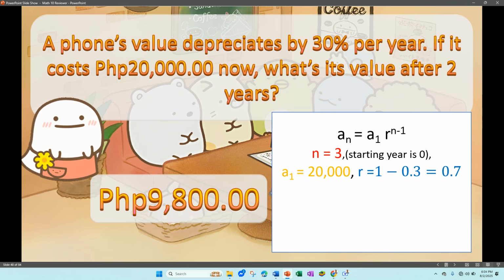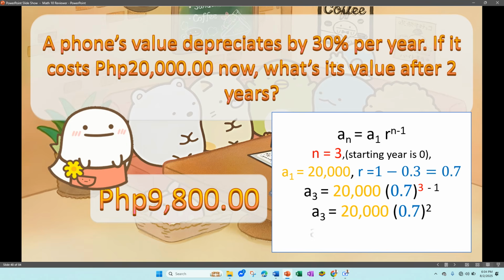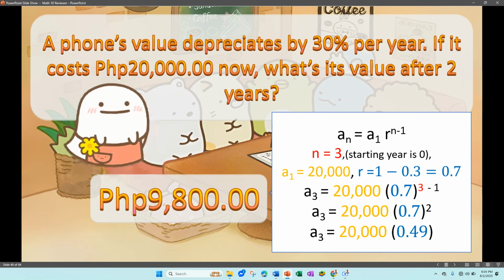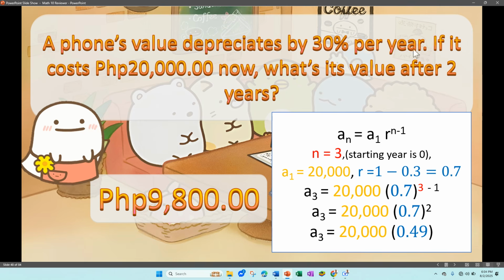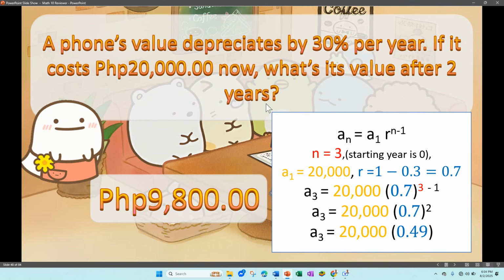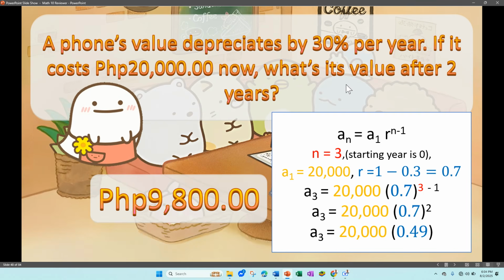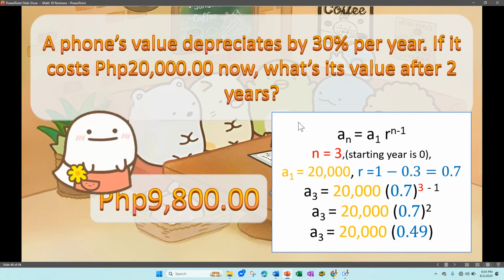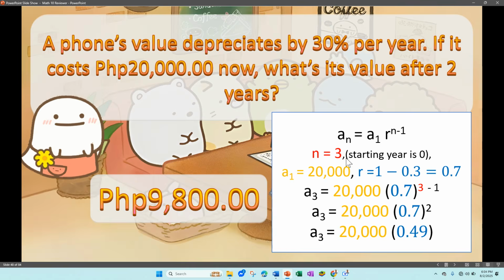So, 0.7. So, substitute po tayo sa formula. Do the exponent. So, 0.7 raised to 2 is 0.49. And use a calculator. So, the answer is 9,800. So, that means the value of the phone is 9,800 after 2 years. So, how about after 1 year? The value is 14,000.